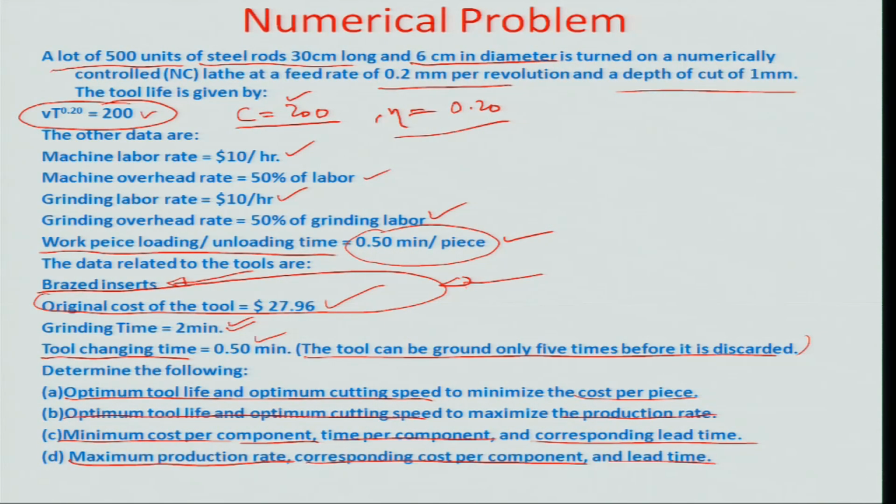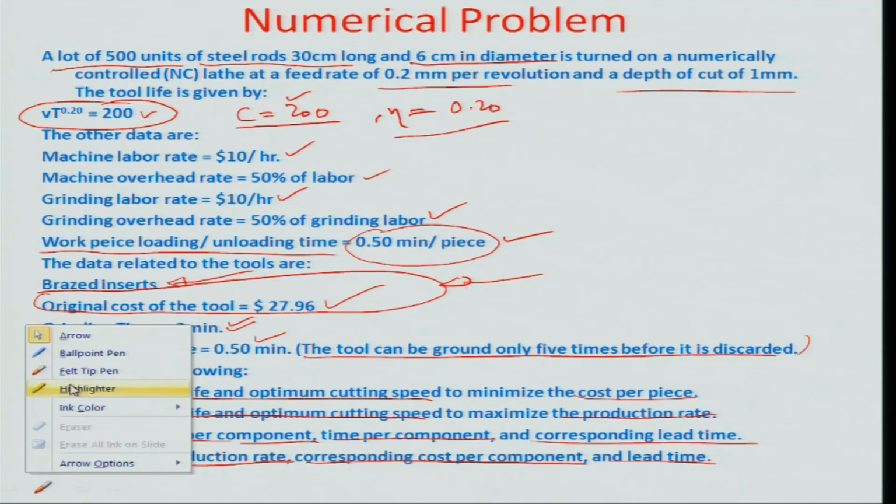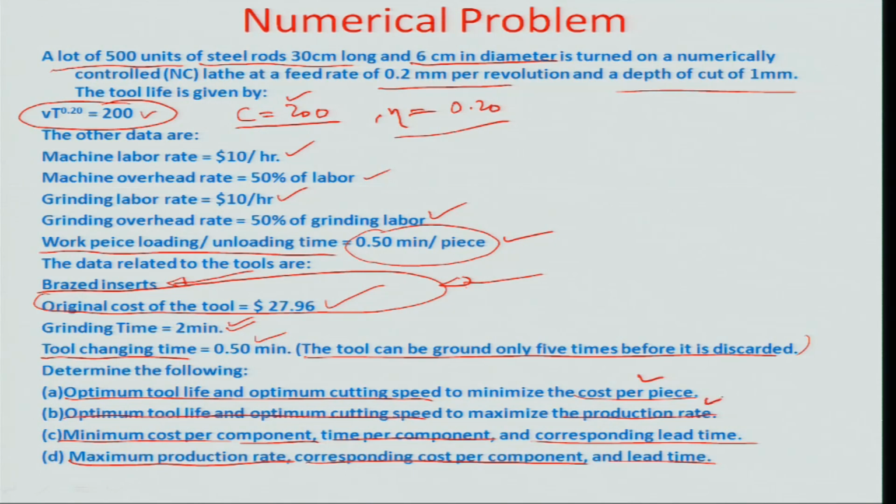Quick recap of what we did in the last lecture. We started analyzing a problem where we wanted to estimate the optimum tool life and optimum cutting speed for both the conditions, that is minimum cost per piece and maximum production rate per piece model, and we further found out the conditions subjected to the fact that the tool can be ground for about 5 times before it is finally discarded. So we were using one cutting edge of the tool for about 6 times.